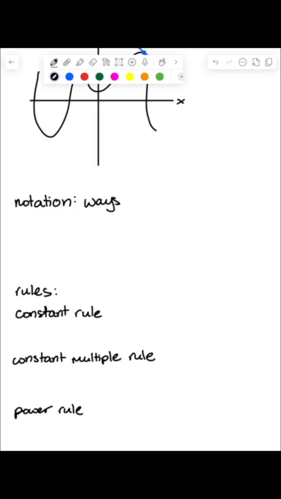Moving on to derivative notation. There are a few common ways to write derivatives. If we have a function, f of x, let's say, its derivative can be written as f prime of x or dy dx. These notations all mean the same thing.